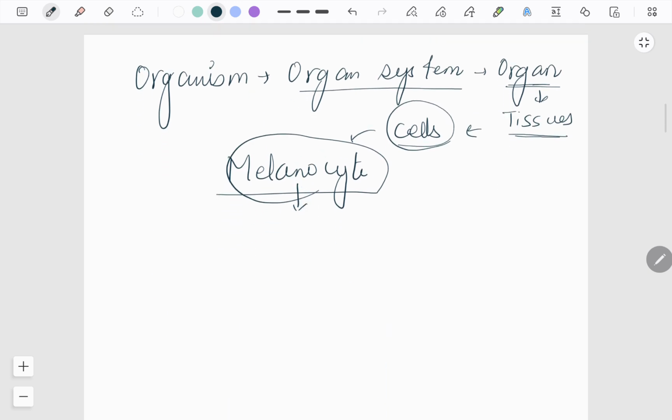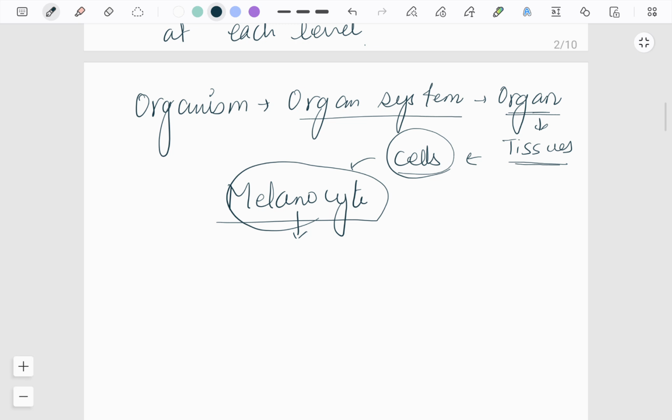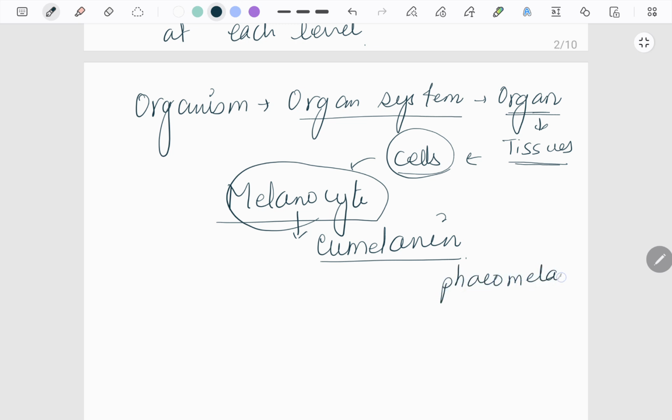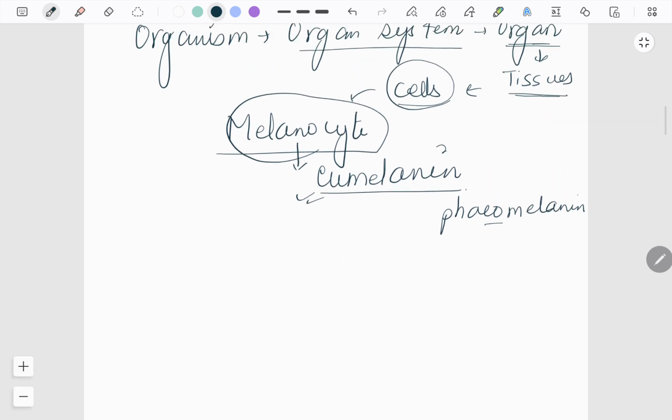Melanocytes are the cells that surround the hair follicles of mice, and those cells are responsible for making melanin, which gives dark color, eumelanin, right? There are two types of melanin, eumelanin and pheomelanin. Here we are concerned about eumelanin, that generally produces dark color. Now what happens, first study normal things.